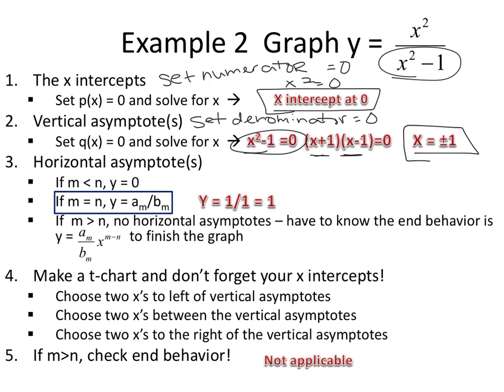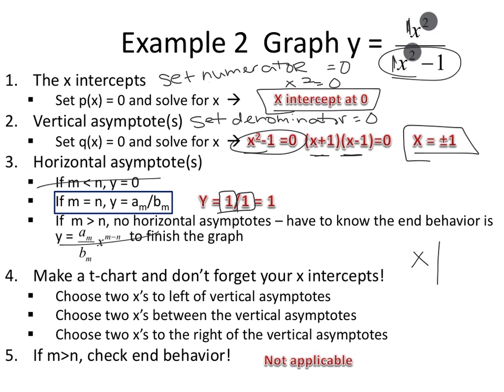Now we look at the degree. So we go up here, we look at this degree, we look at this degree, we notice that they're both 2, so we're like, hey, that's equal. So whenever it's equal, it's the coefficient of the top, there it is, divided by the coefficient on the bottom, there he is, and 1 divided by 1 is 1. So that's where our horizontal asymptote is. These other guys we don't have to worry about because they're not true. Now we're going to make our t-chart.